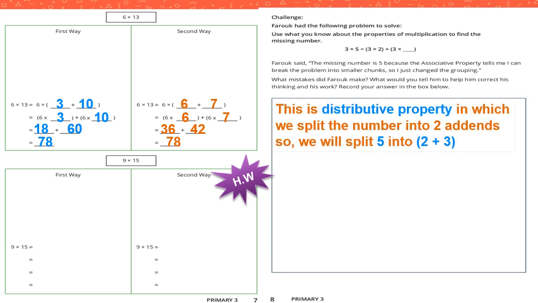This is distributive property, okay, in which we split the number into two addends. I split this 5 into 2 plus 3, okay?